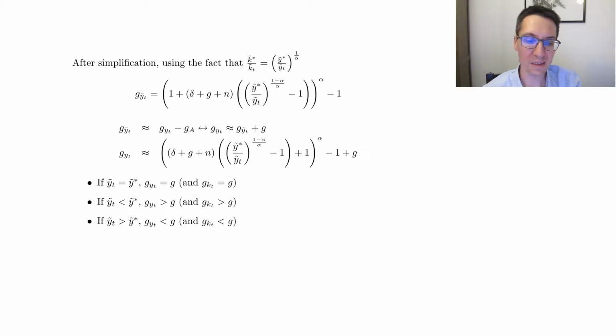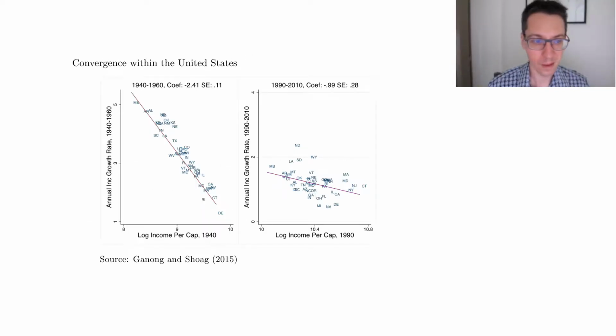All right, so let's now go and look at the data. This has been studied by economists. So we look at whether countries that have lower GDP per capita are converging or not. So here's a version for the United States. So we're looking at regional convergence. This is from Gannon and Schwag in 2015.